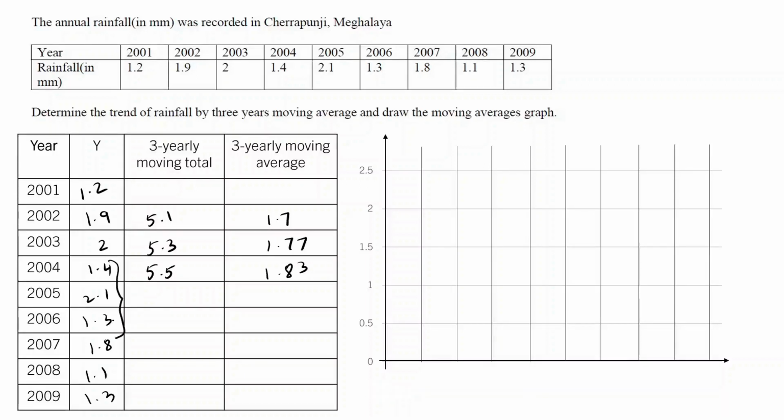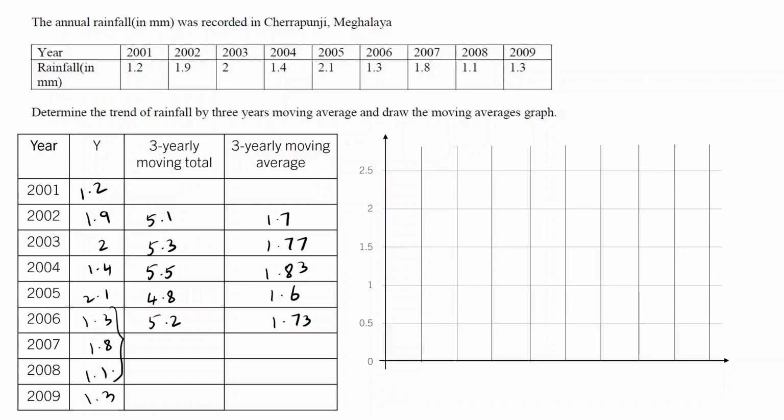Then for the next year, we have to add these 3 values: 1.4, 2.1, 1.3. The sum of these 3 is 4.8, divided by 3 is 1.6. And next we have the sum of the next 3 years' data, 2.1, 1.3 and 1.8. When we add all these, we get 5.2, divided by 3 is 1.73.